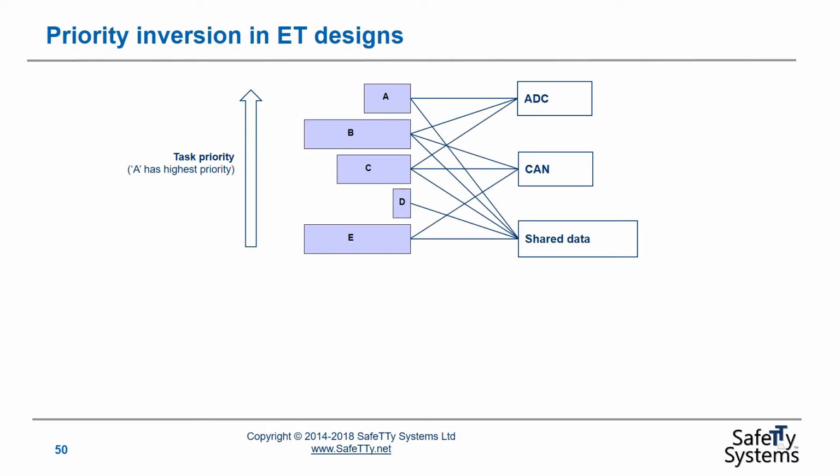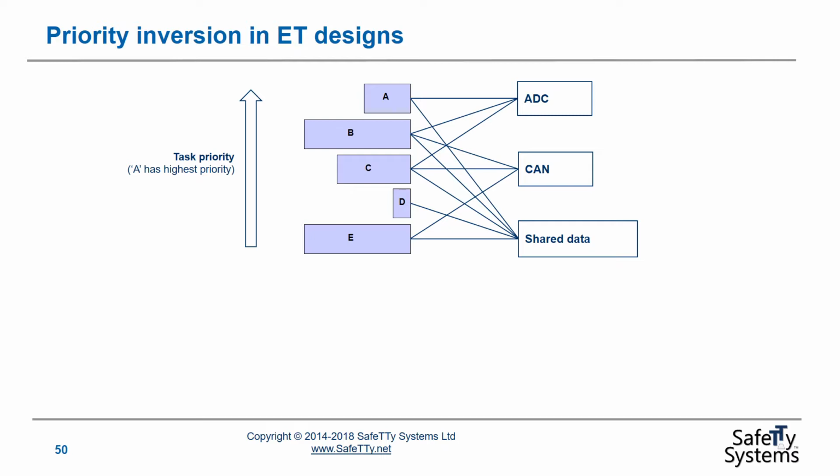Let's just look briefly at the question of priority inversion. In my experience, some organizations, even if they consider this at all, don't fully understand the implications of priority inversion in event-triggered designs. So let's just look at a simple example here. We've got 5 tasks, we assume: A, B, C, D, and E. The highest priority task is task A. The lowest priority task is task E.